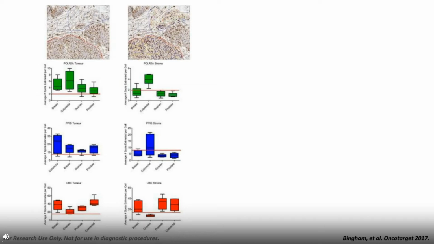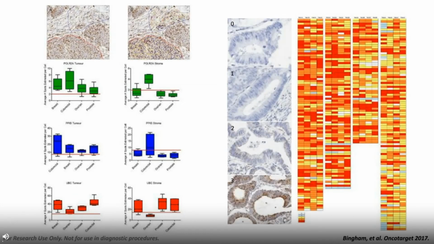So we went back to our retrospective cohort of colon samples, and using a qualitative metric of PPIB scoring from 0 to 3, we assessed all of our samples visually for their ability to be included in assessment of a novel biomarker.